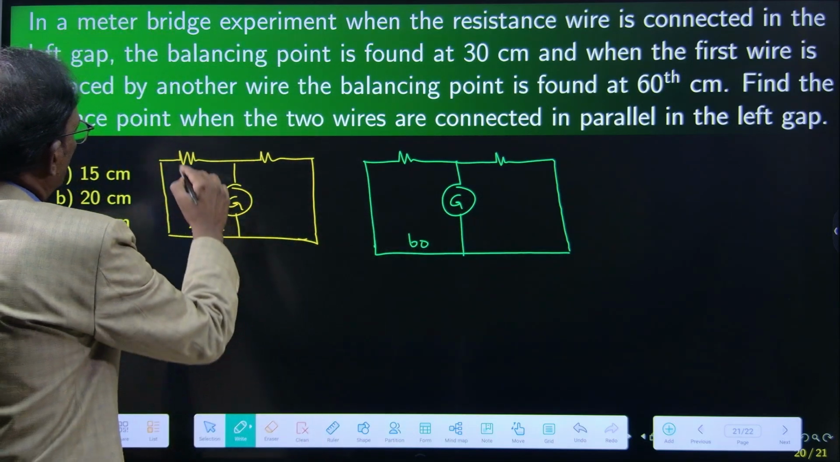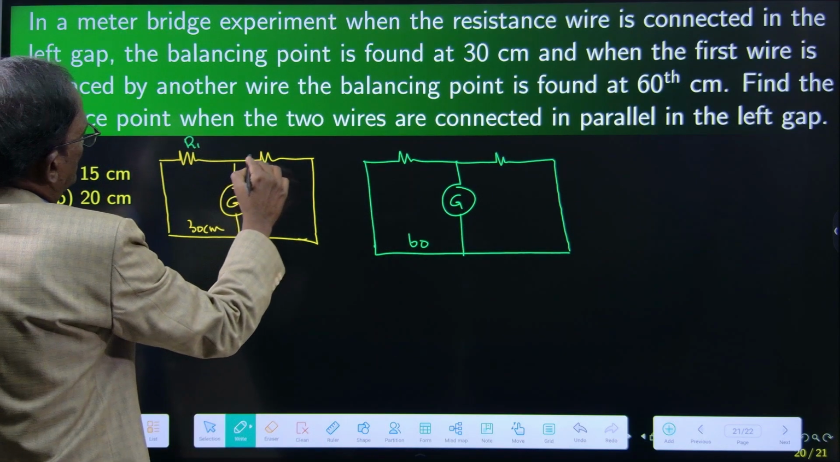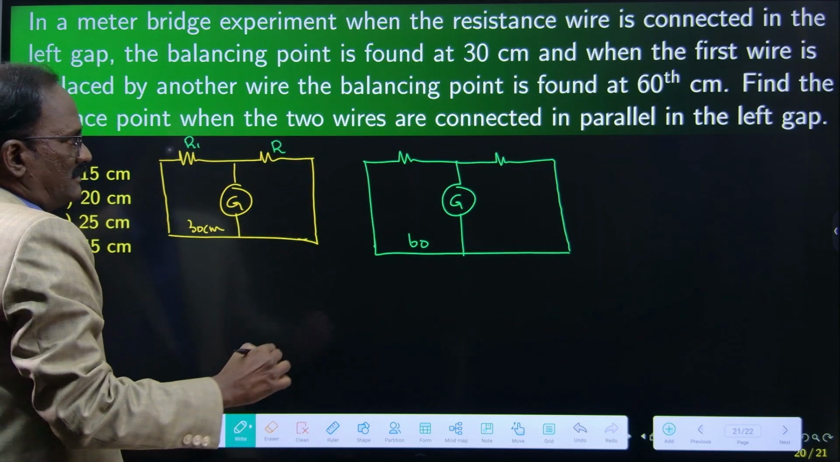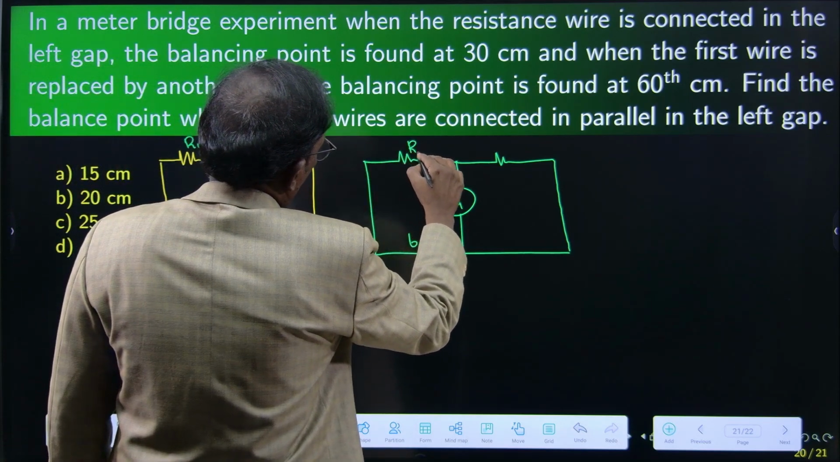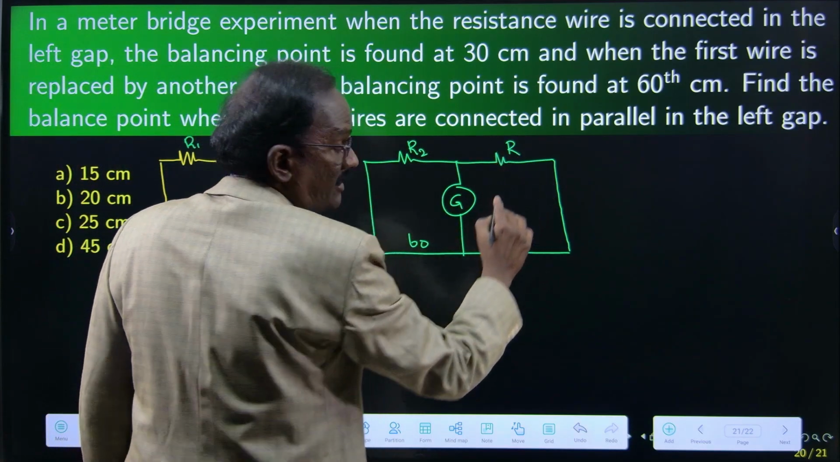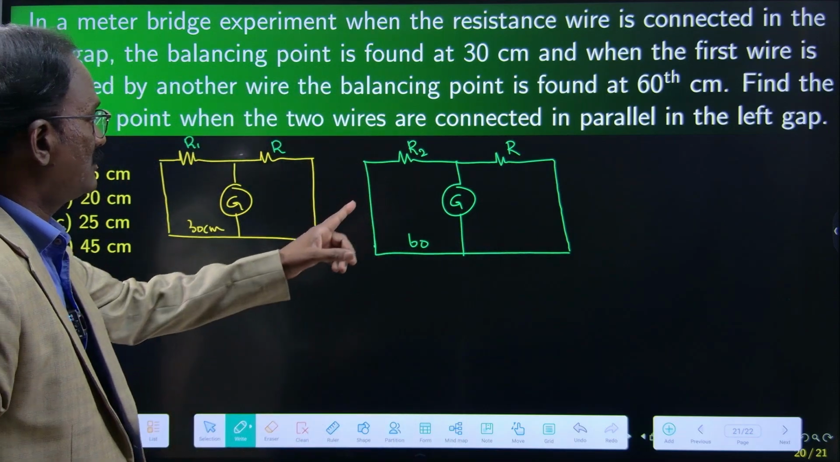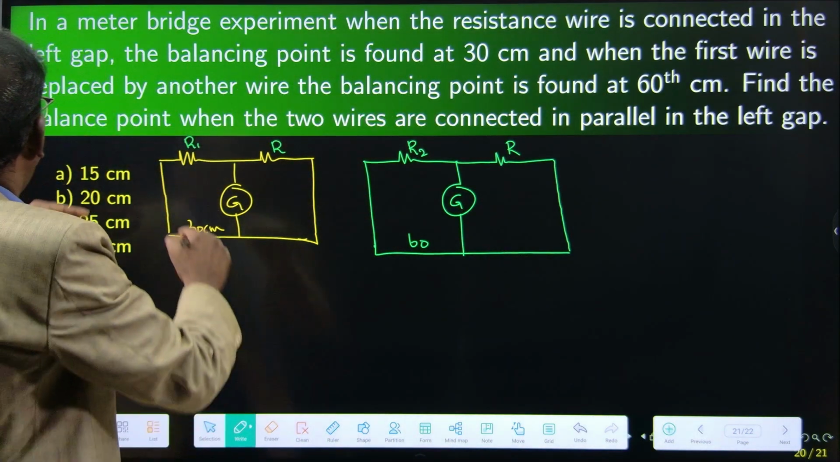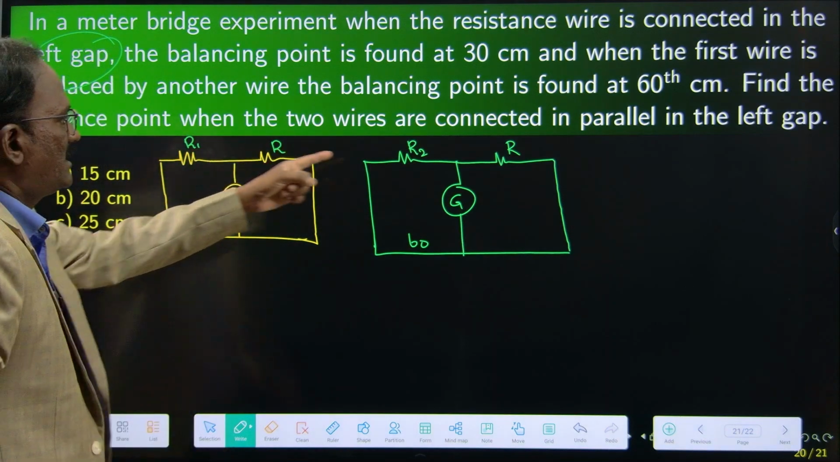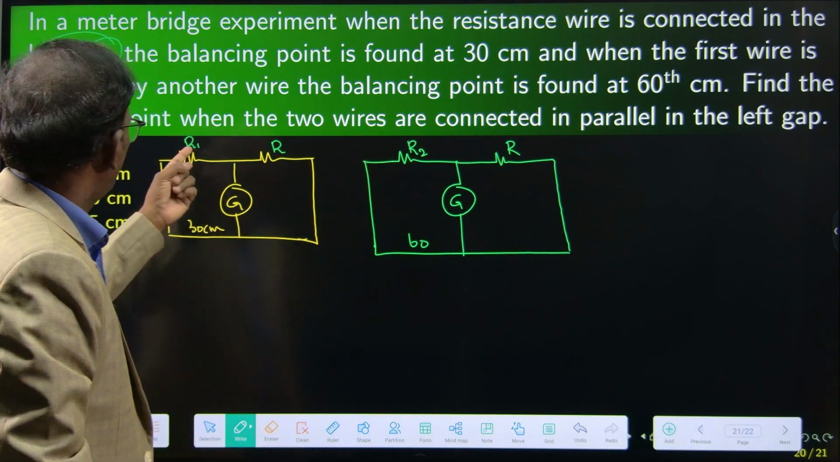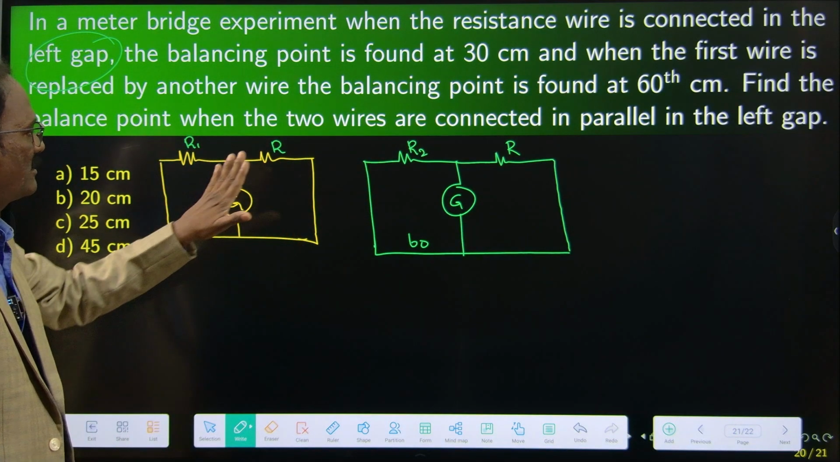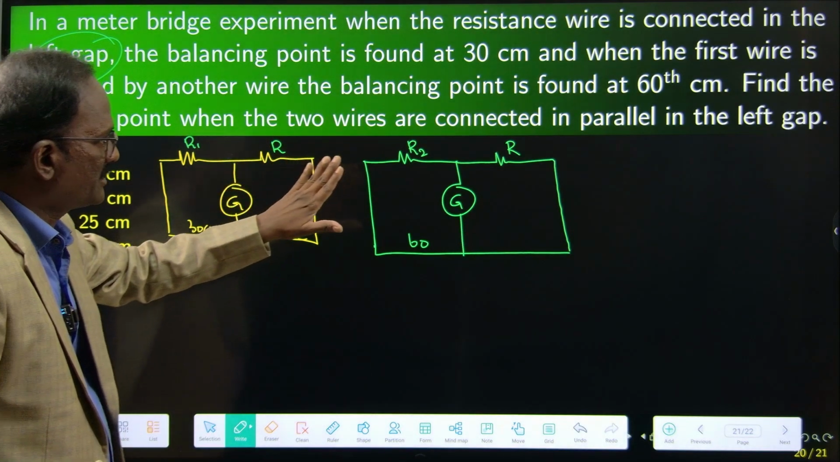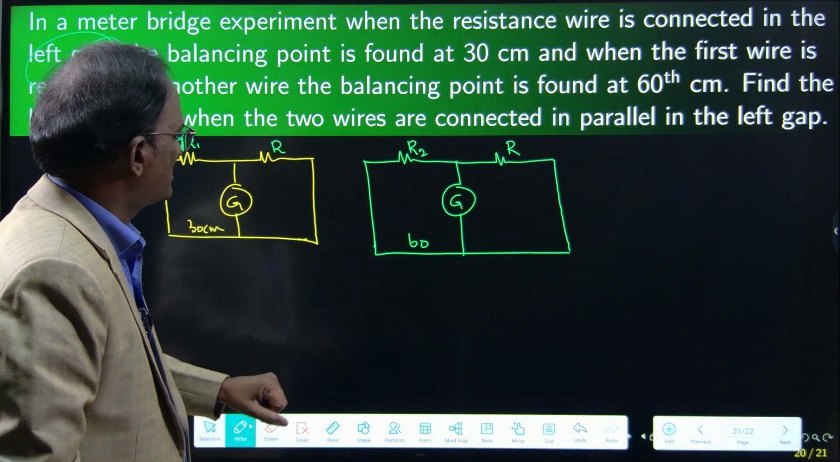This is the first wire. Say this is R1 and this is R value. Now the second wire R2, the R value is not at all changed, so only they are changing the wire connected in the left gap. So for the first wire, 30 centimeter, R is kept as such. For R2, now it is 60 centimeter.